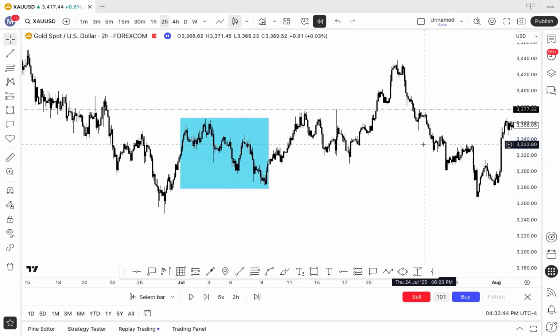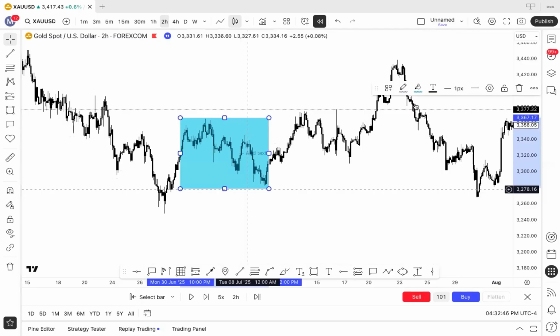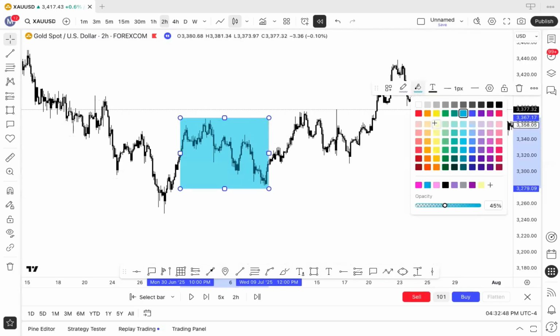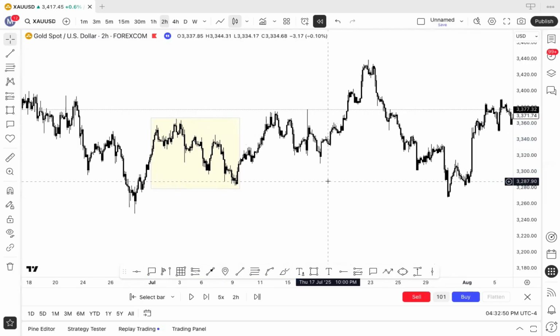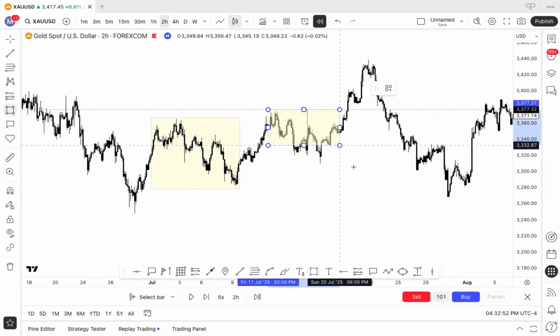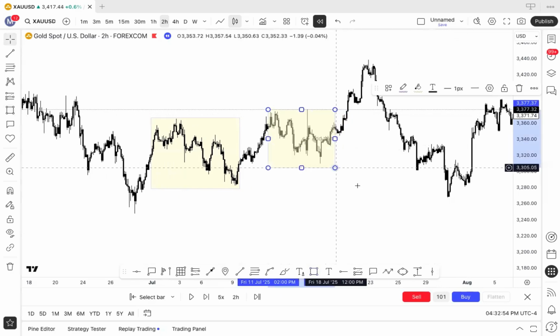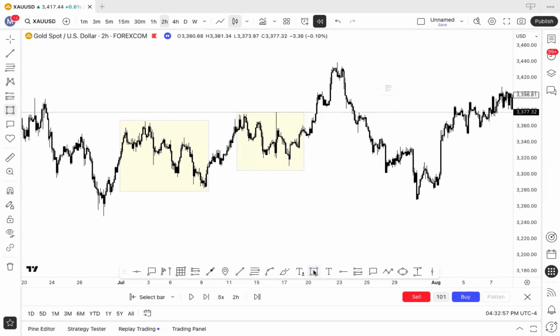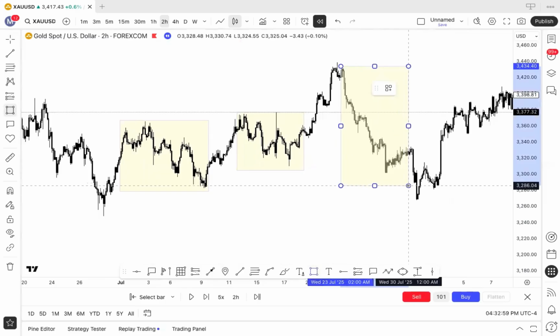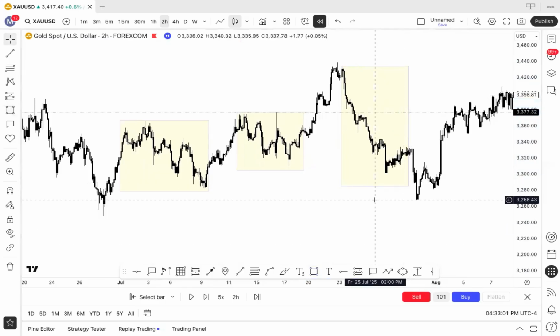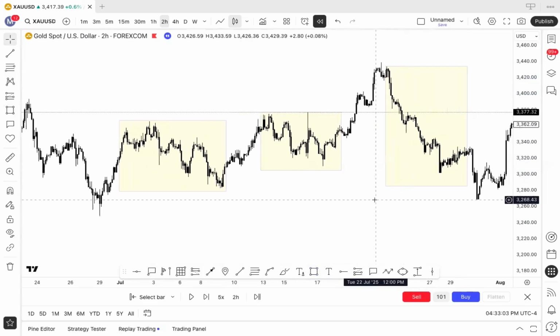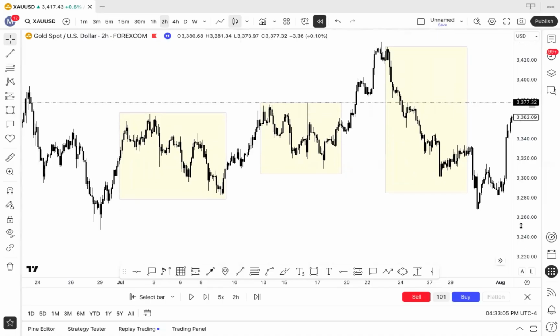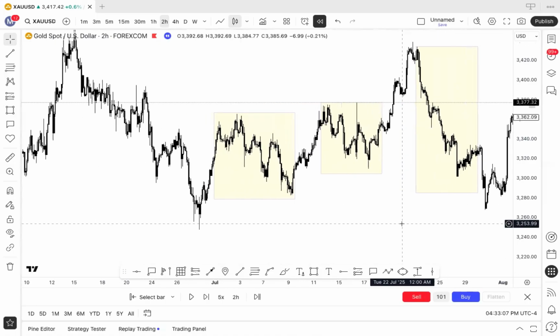On my blue stuff, oh, that's a little too blue for me. Let's just do yellow. All the yellow stuff is going to be our bearish market structure. All right, so what did I say? How do you draw trend lines when it comes to sells? You draw it on the top, all right?